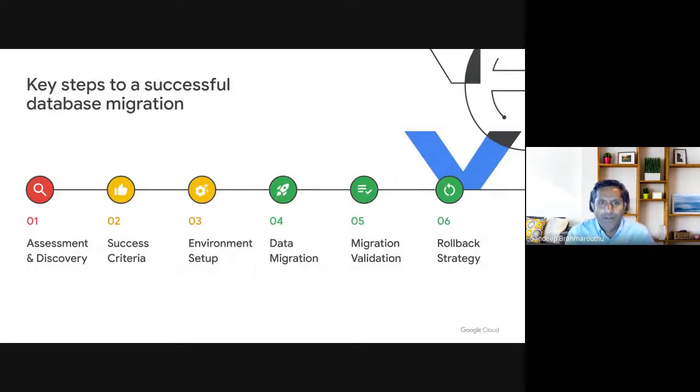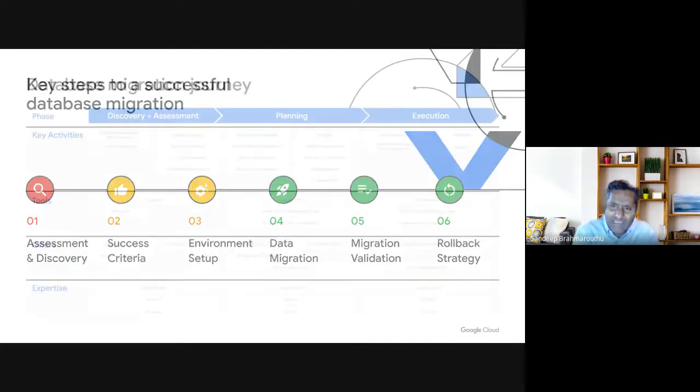So let's now talk about some key steps to be successful with your database migration projects. Every database migration project at a high level has 6 main steps, starting with the discovery and assessment, having the right success criteria established for your migration project, setting up the initial environment for the migration, then doing the data migration itself, doing the appropriate validation after the migration to ensure the results are coming as expected, and then having the right rollback strategy. Having these critical steps defined is super critical for our customers to ensure their migrations are successful.